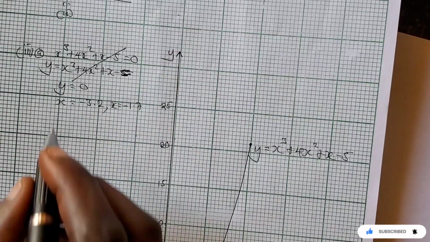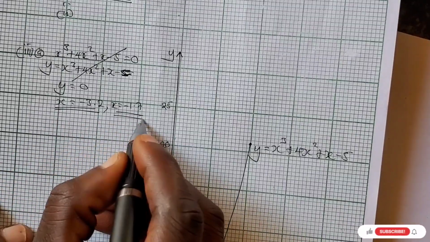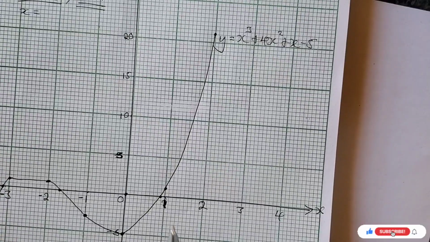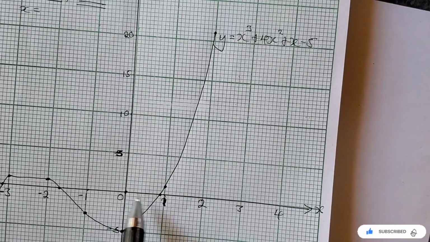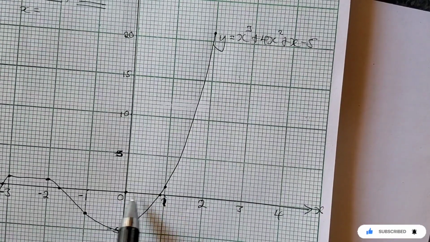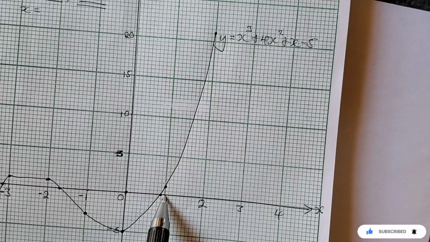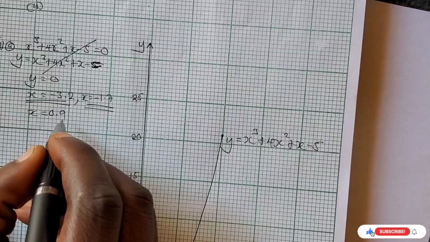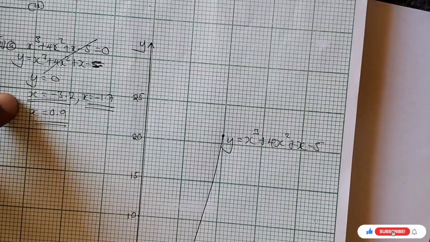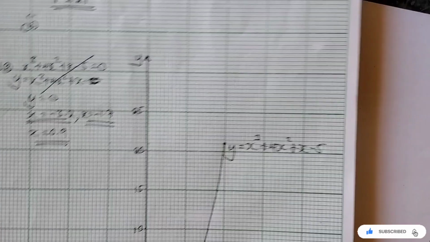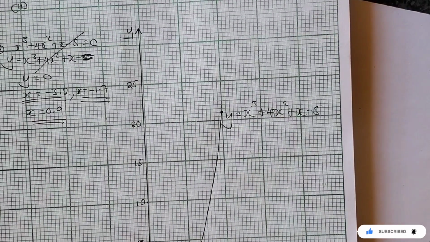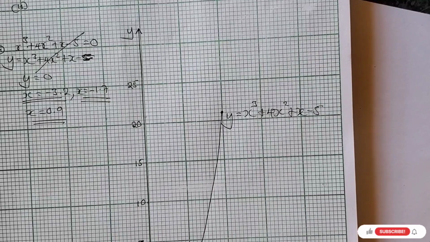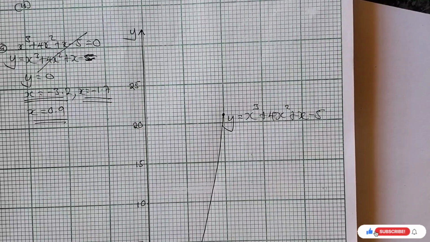We still have another solution, which is on the positive side here. So you have 0.1. Since this is 1, this is 0.9. Okay. So when y is 0, the values of x are negative 3.2, negative 1.7, and 0.9. Okay, so that's how you solve such equations.